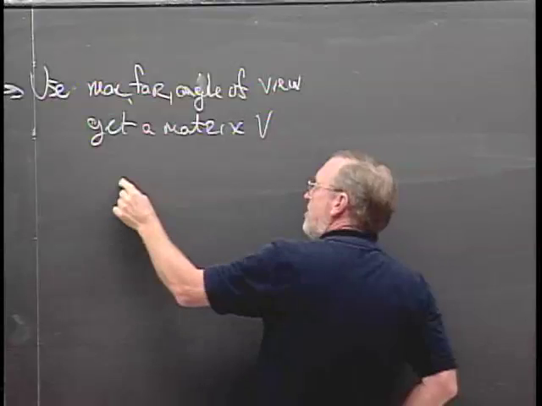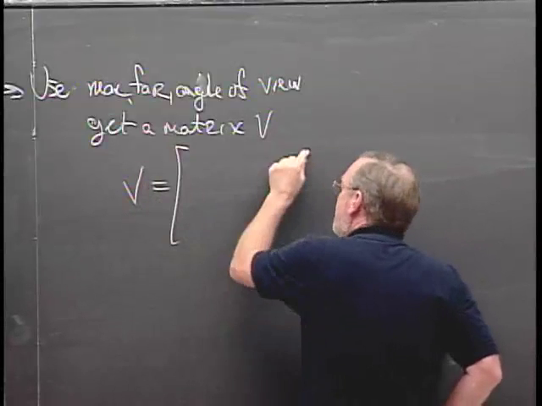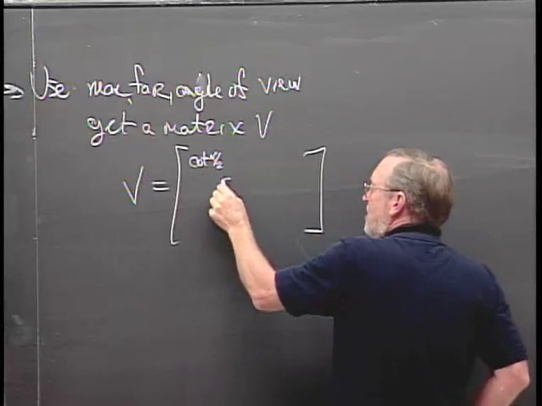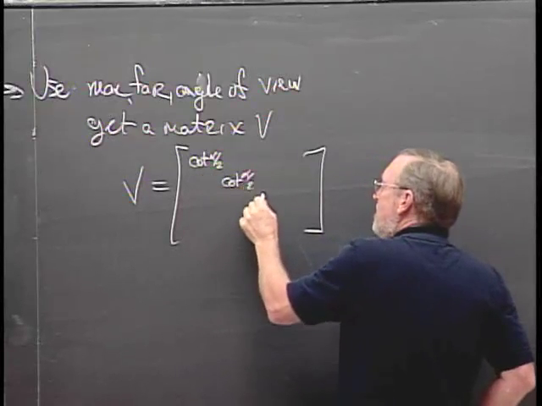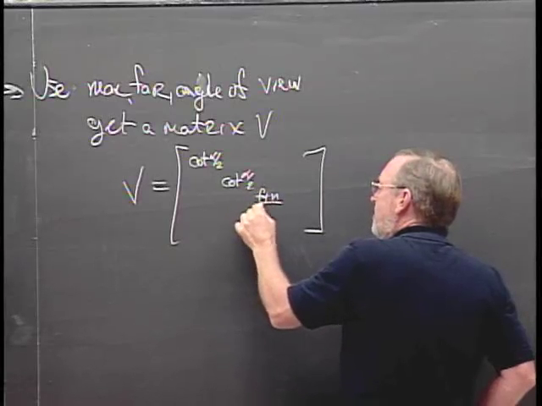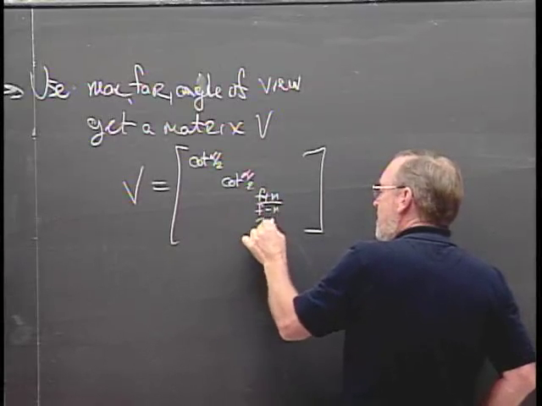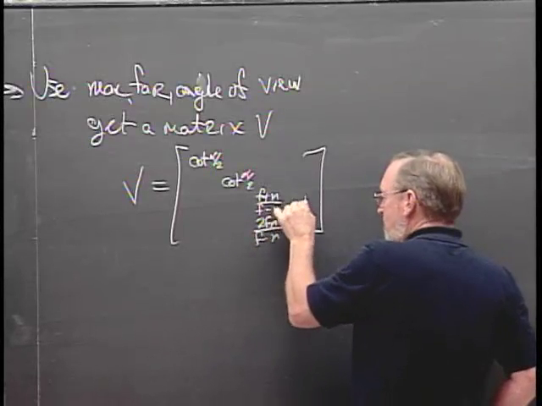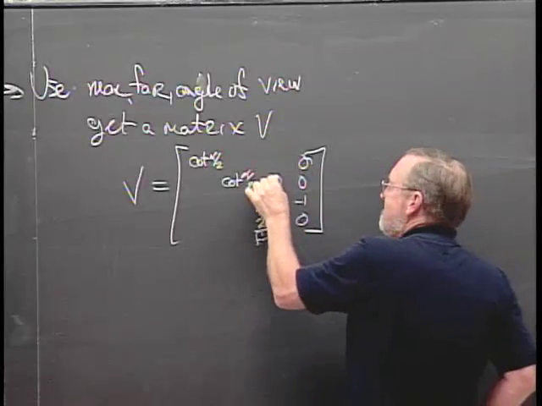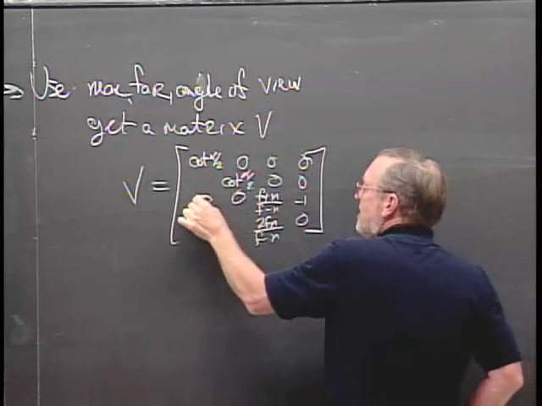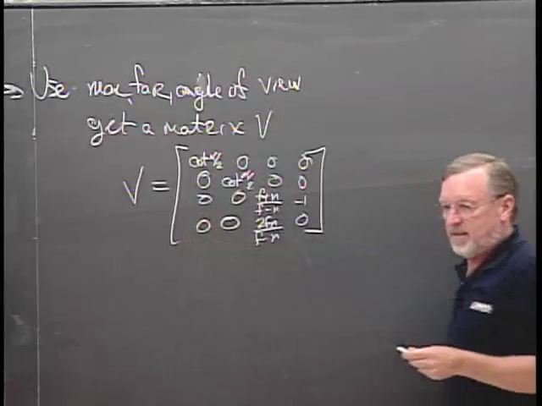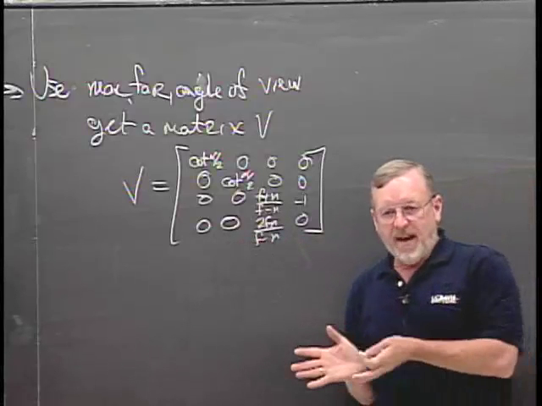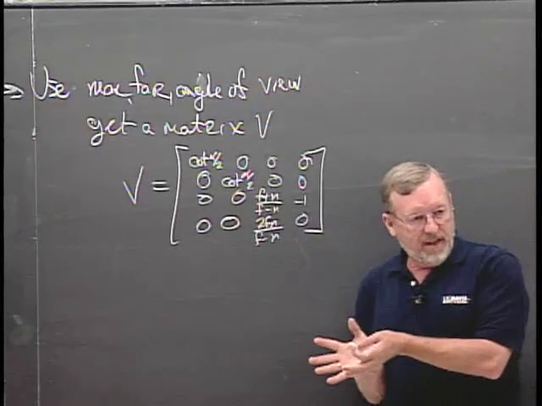called V, where V is equal to, we did it last time, cotangent of alpha over 2, cotangent alpha over 2, f plus n over f minus n, 2fn over f minus n, and a minus 1 right there. Zeros everywhere else, like this. Okay? And this vector effectively gives us the perspective.